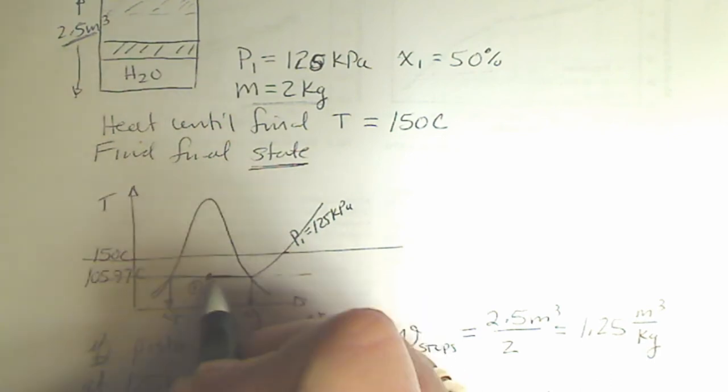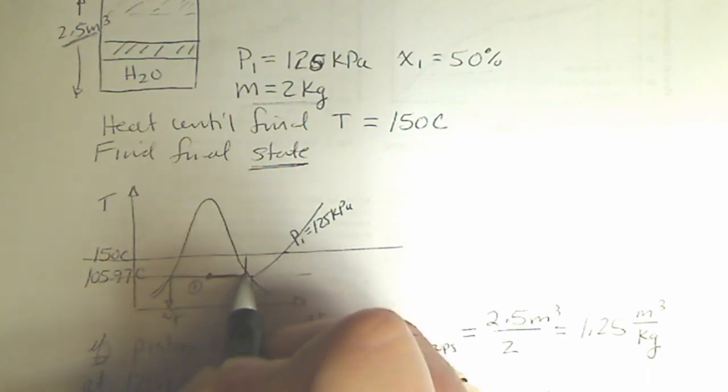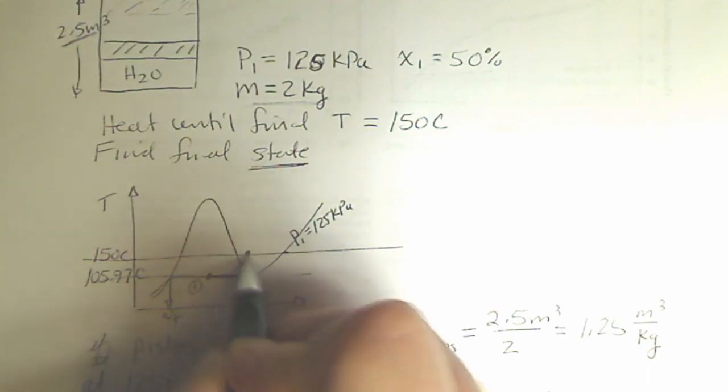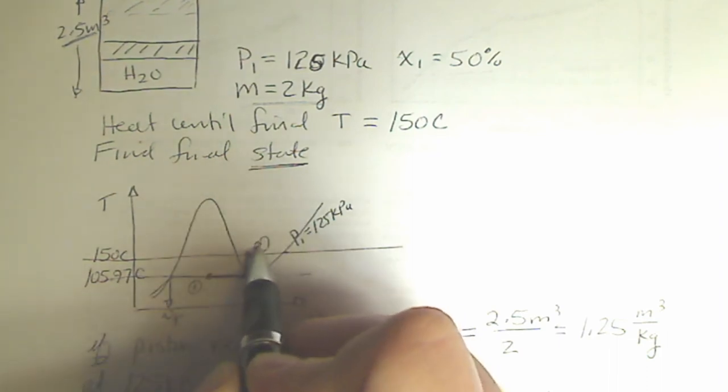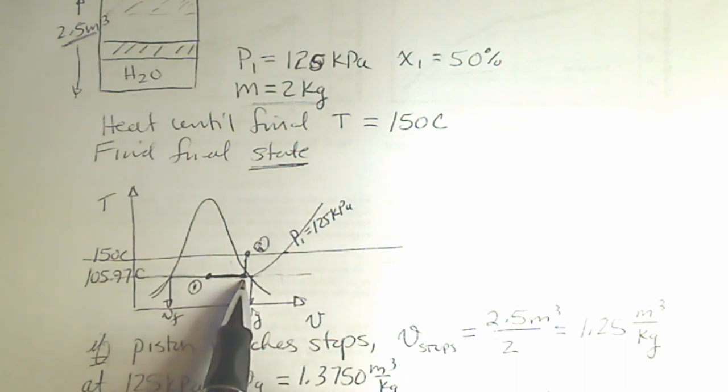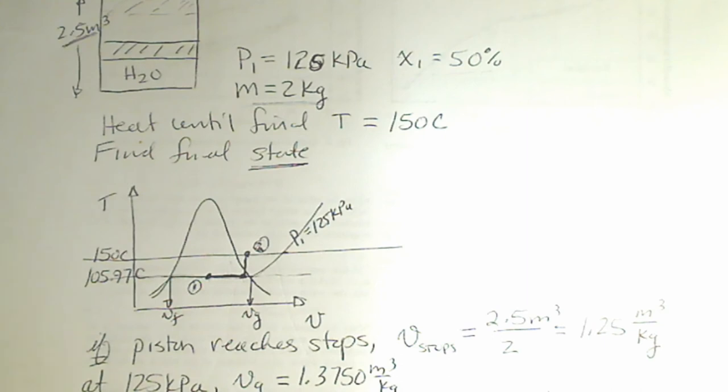And so the path that this process takes is something like that, where that's state one, that's state two, and if I could squeeze it in there, I would say that was state stops, right there where it hits the stops. So since V2 is greater than VG at 150 degrees C, that means that state 2 is in that superheated region.